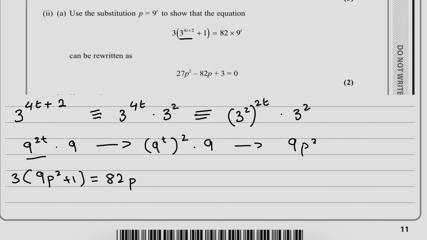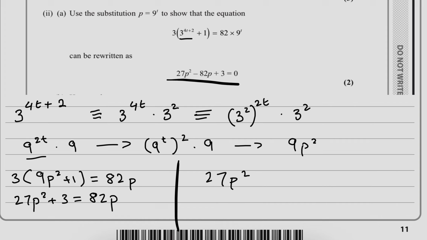Let's expand the bracket out. 3 times 9, 27p squared plus 3, that's equal to 82p. And then look, we have the same numbers as what we want. It's just about rearranging at this point. So just going to write that here: 27p squared minus 82p plus 3 is equal to 0. Wonderful, and hence proved. It's not a proving question, but I just like writing that. And sometimes in some questions like this, you may have to switch the signs. It's just about having the same numbers and knowing where to work from there.